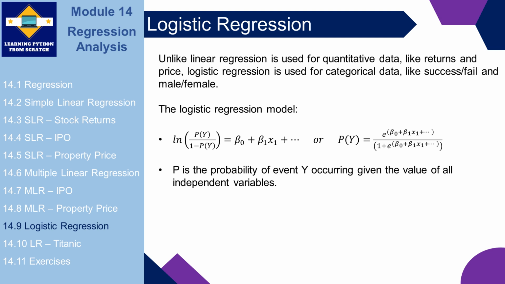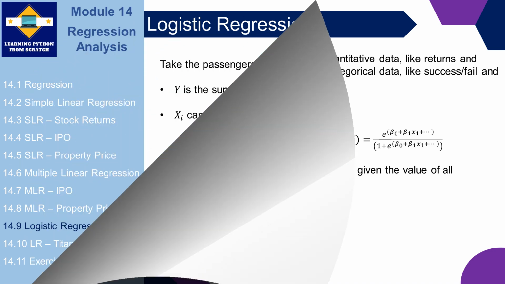Linear regression is used for quantitative data, like returns and price. Logistic regression is used for categorical data like success or fail and male or female. The logistic regression model is shown here. P is the probability of an event Y occurring given the value of all independent variables.